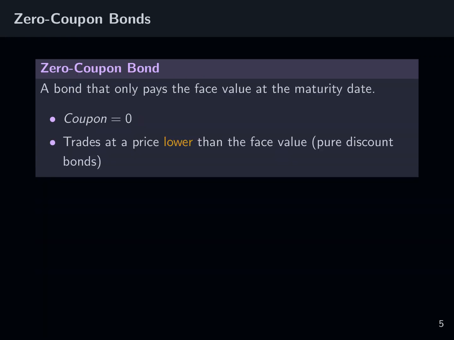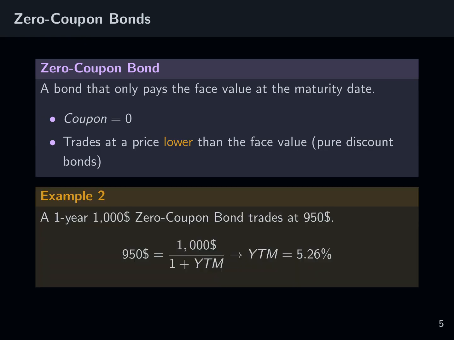Zero coupon bonds are unique in that they do not pay periodic interest. Instead, they are issued at a discount and repay the full face value at maturity. Since the coupon is zero, investors earn a return purely from the difference between the purchase price and the amount received at maturity. In this example, a 1-year zero coupon bond with a face value of $1,000 is trading at $950. Using the yield to maturity formula, we solve for the rate that equates the present value of $1,000 to the $950 price. This gives a YTM of approximately 5.26%.